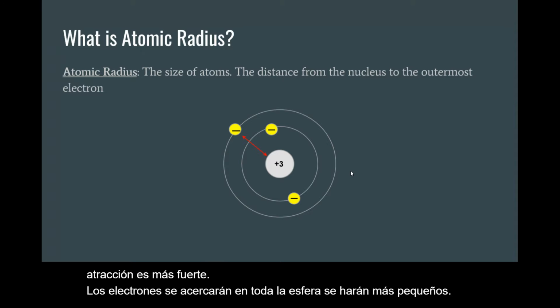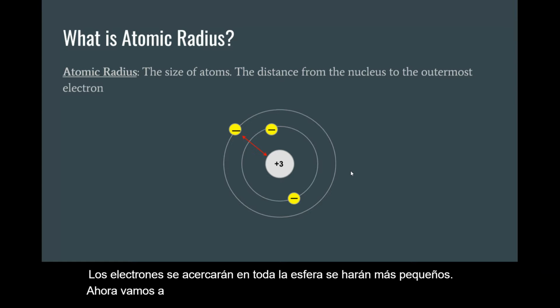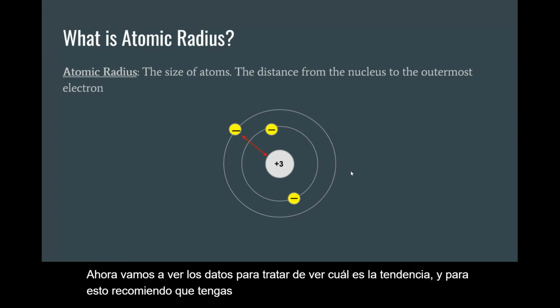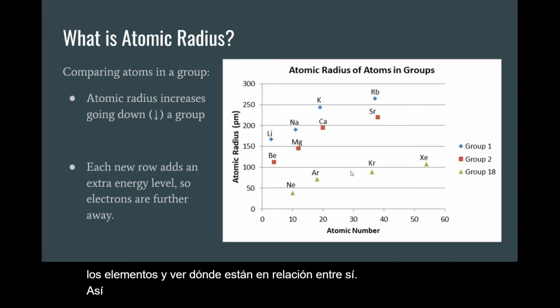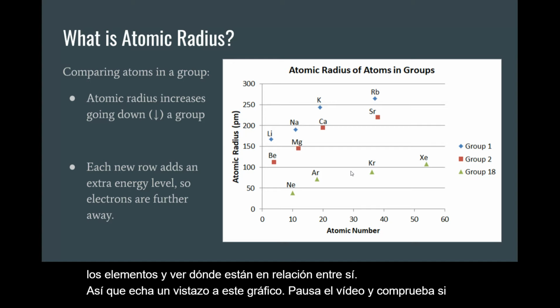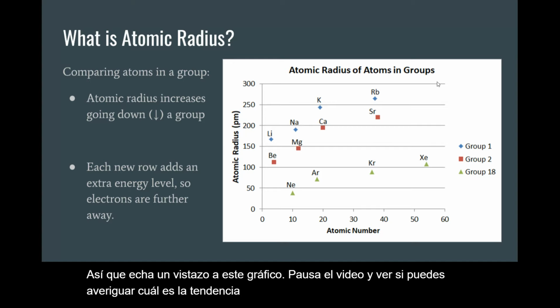Now, we're going to be looking at data to try to see what the trend is. And for this, I recommend that you have a periodic table so you can find the elements and see where they are relative to each other. So take a look at this graph, pause the video, and see if you can figure out what the trend is as I compare atoms in a group.